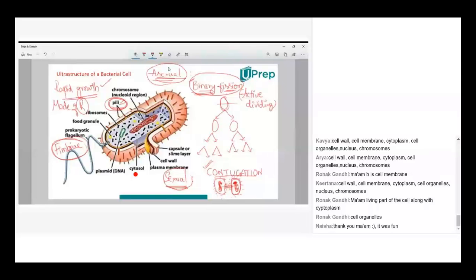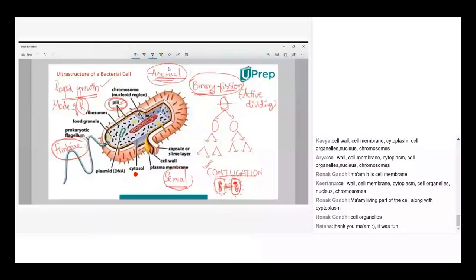Asexual method, binary fission; sexual method, conjugation. The conjugation you will find frequently. Other than that, you have some more methods also. Those are termed as transformation, transduction. So many other processes are there for the remaining bacteria. Okay, Ronak? Yes. Okay. Fine here.